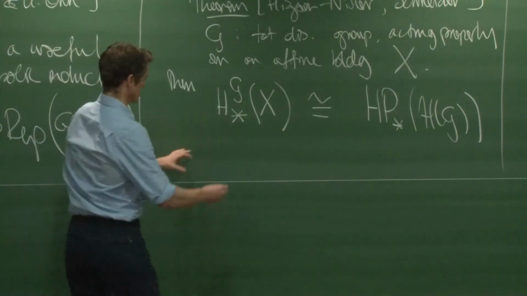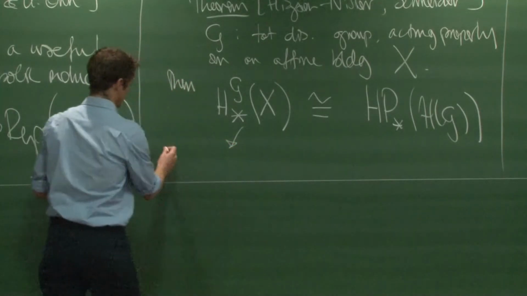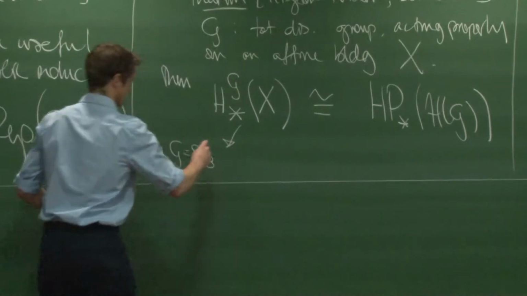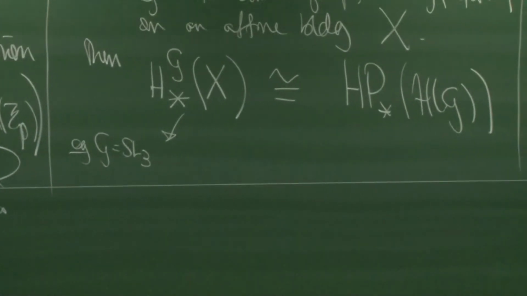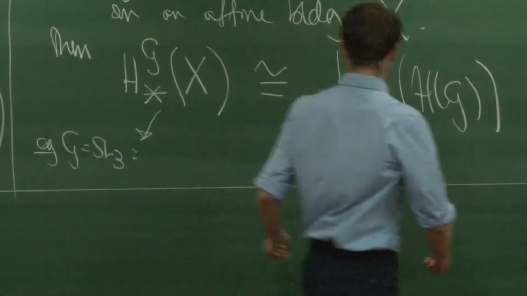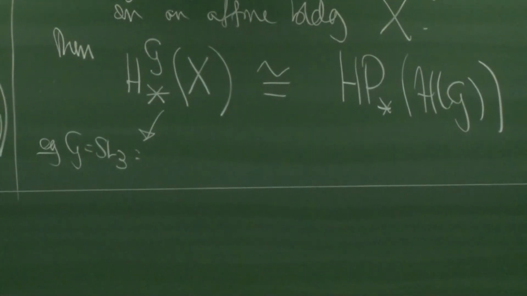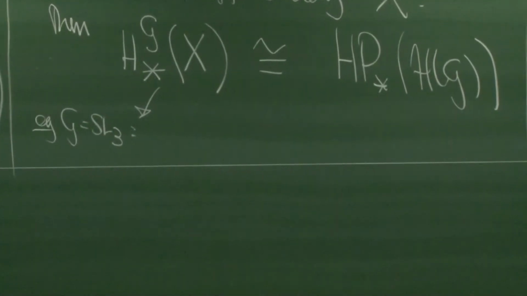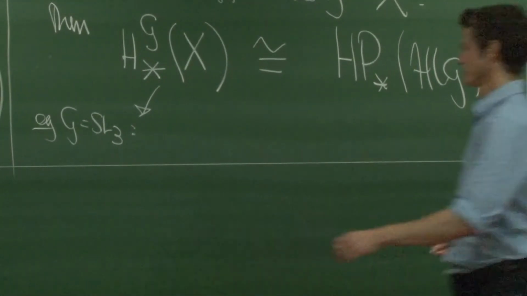So what's this group here? Let me just give you an example. Take SL_3 over a non-Archimedean local field. Then what this homology is, it's a kind of simplicial homology of a fundamental chamber in the building.